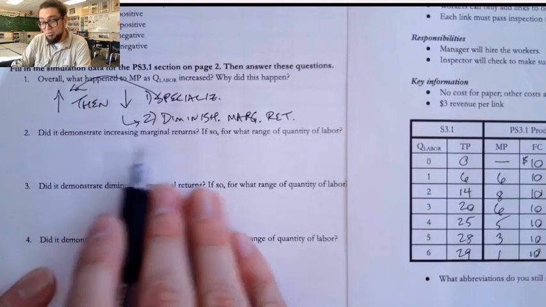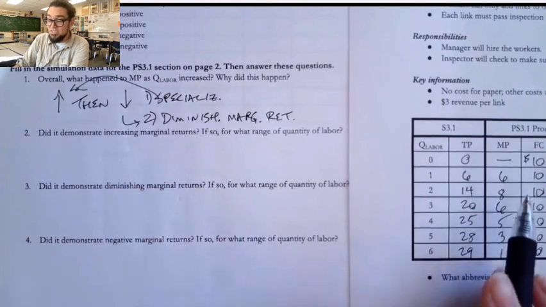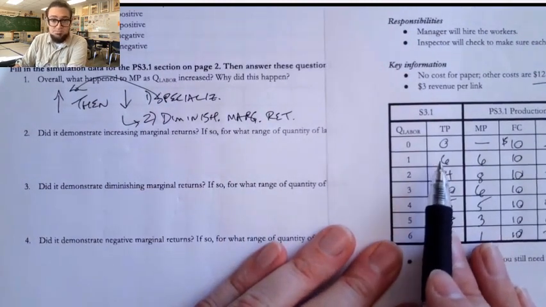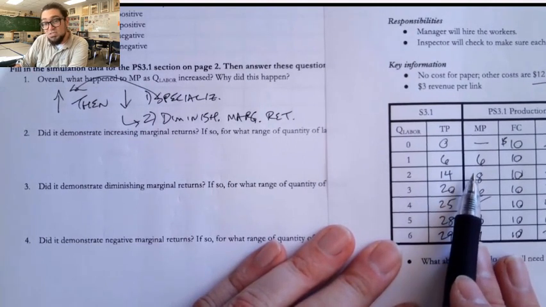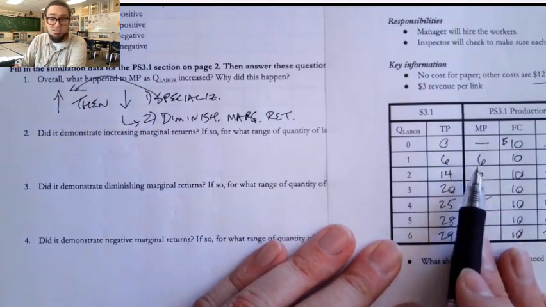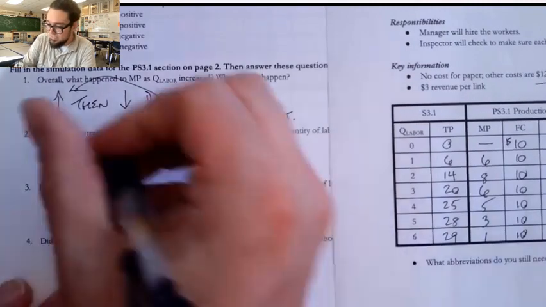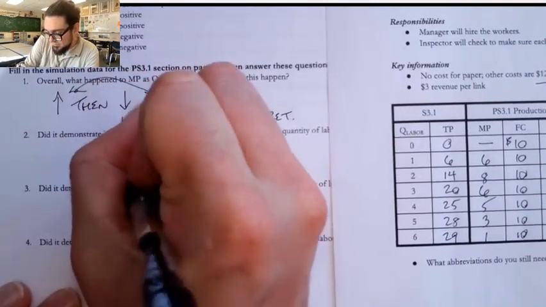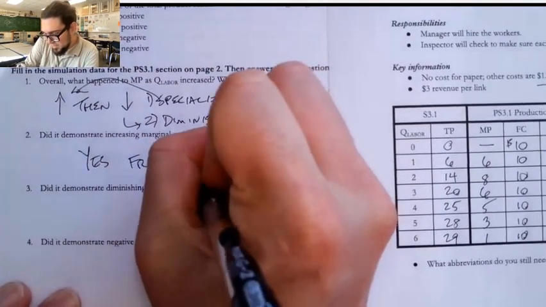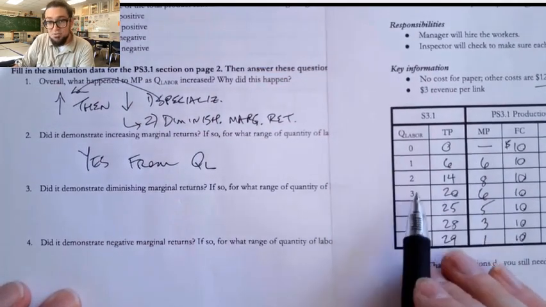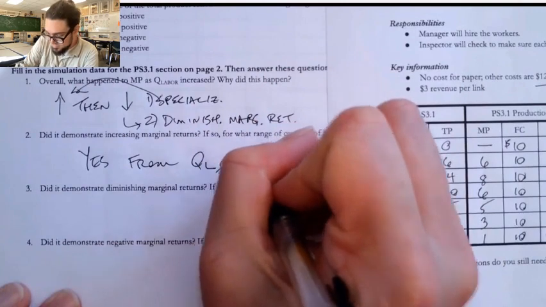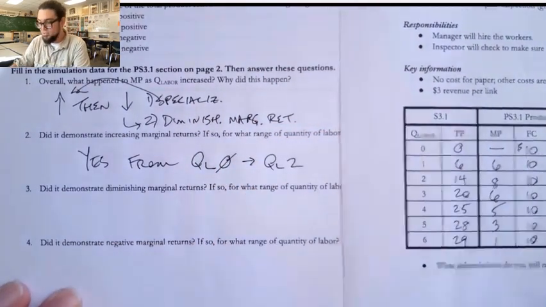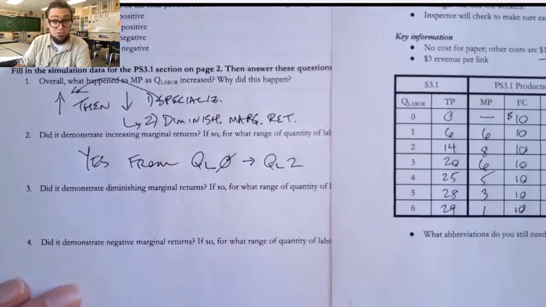Now, did it demonstrate increasing marginal returns? Yes, it did. And we see that when we went from 6 to 8. And that's the idea of the increasing marginal returns, marginal product, increasing marginal returns. Yes. And from quantity of labor, let's say 0 through quantity of labor 2, 0 to QL2. So that's the range of the quantity of labor in which that's true.